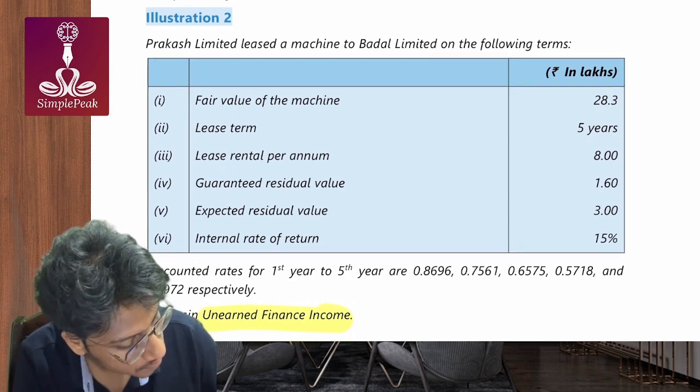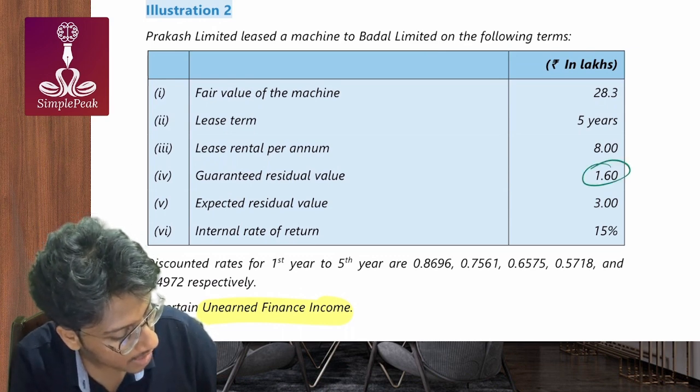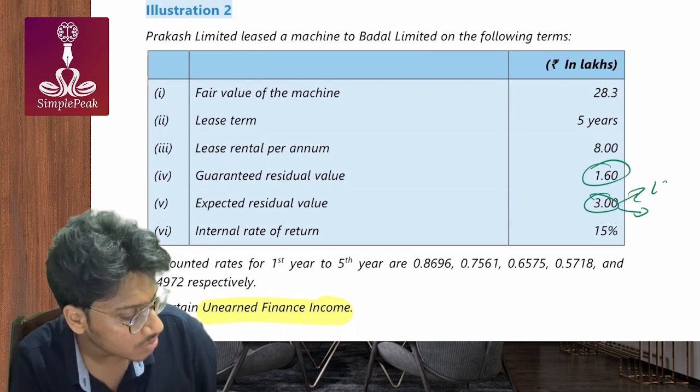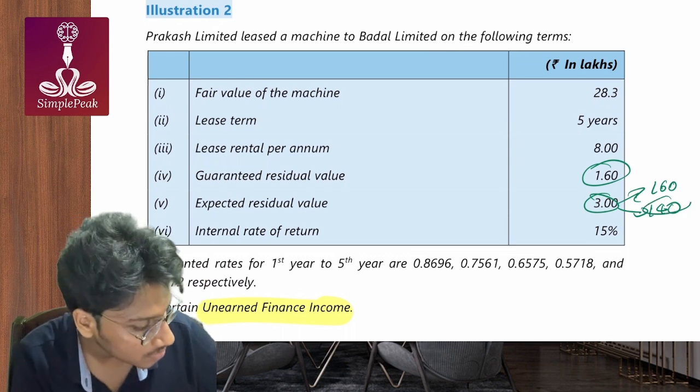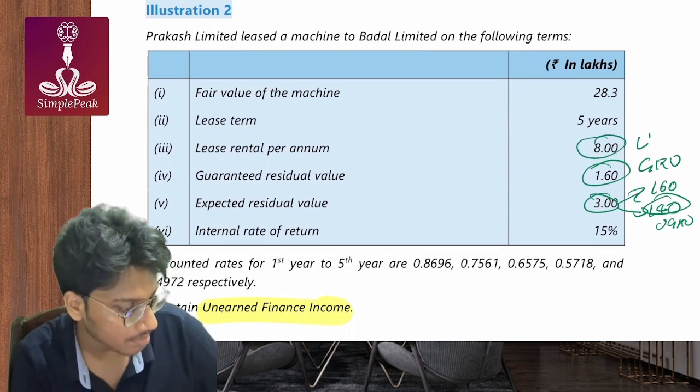Okay. Guaranteed residual value 160 and expected residual value 300. You have to split it out. So 160 and 140 is given. So this is your UGRV. This is your GRV.